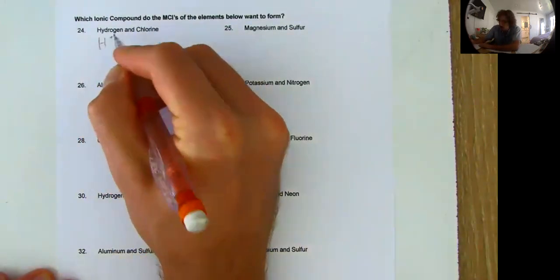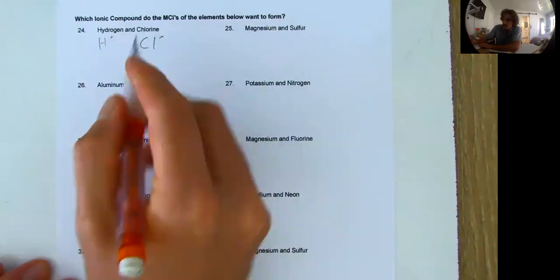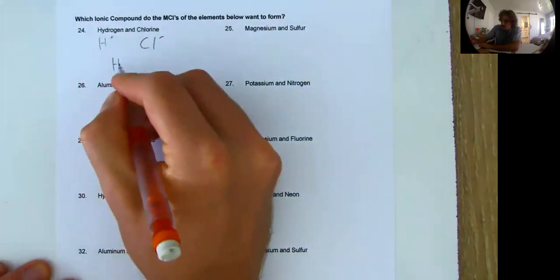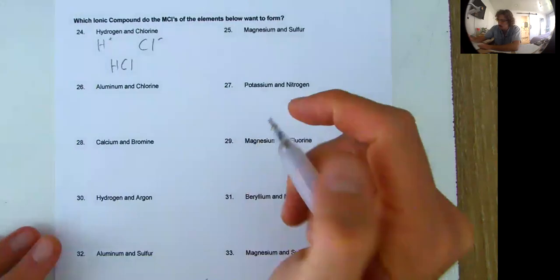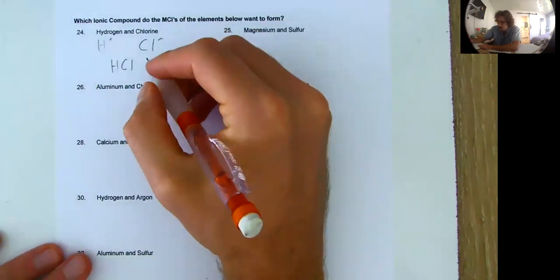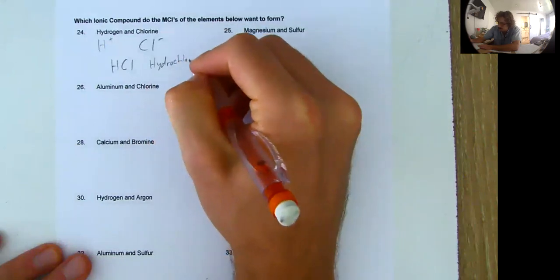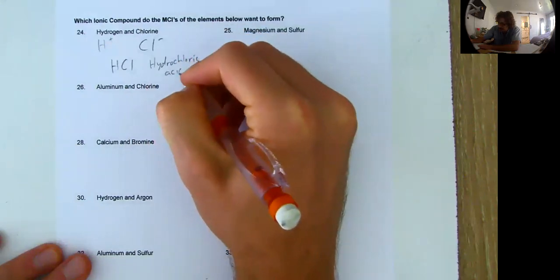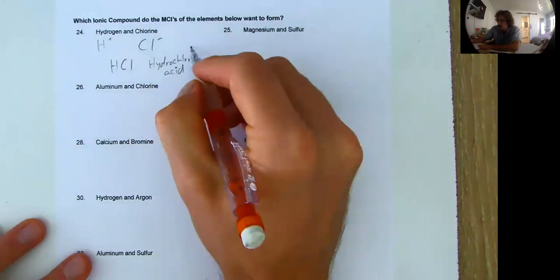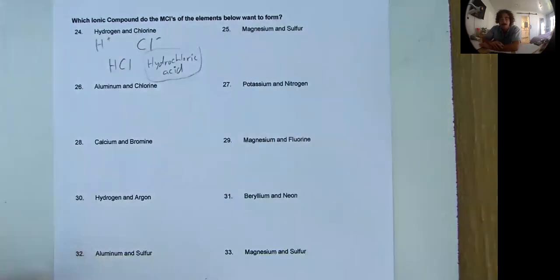Hydrogen has a +1 charge. Chlorine has a -1 charge. They fit together nicely. Just 1 hydrogen, 1 chlorine, and we're going to write the name for all of these. This is going to be called hydrochloric acid. Okay, you don't know about acids yet, but that's just the name of this compound right there.